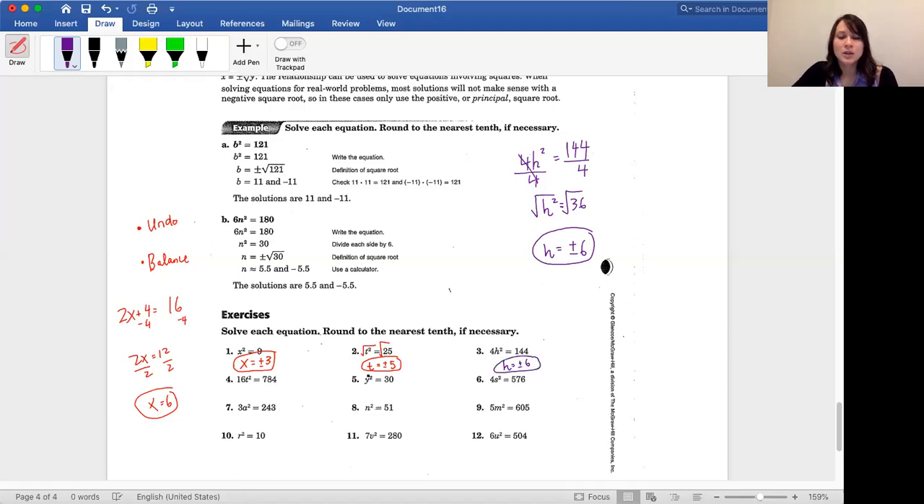Okay. You might do some where you have a decimal answer, like number 5. When you square root both sides, square root of 30 is not a pretty number. And so you're going to round to the nearest 10th, like the instructions say, the nearest 10th if necessary. So this is going to be positive or negative 5.5 about, okay? So that's your answer there.